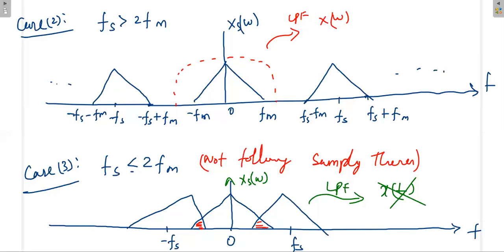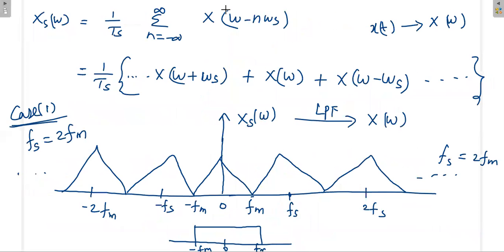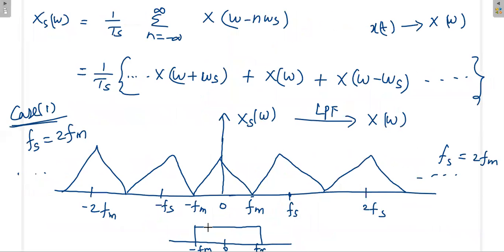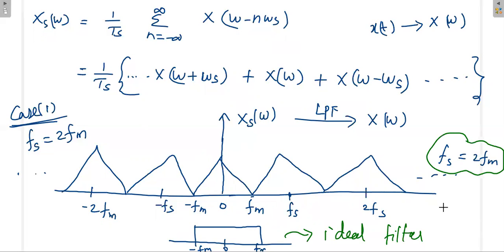One more thing here: case 1 and case 2 both follow the sampling theorem, but we will always be using case 2. Very, very important. Why? Because if you observe case 1, you have to design a filter strictly like this with a sharp cutoff. Designing a filter with a sharp cutoff is very, very difficult. This filter is called an ideal filter. If you are using the strict sampling theorem condition, you need an ideal filter to recover the original signal.